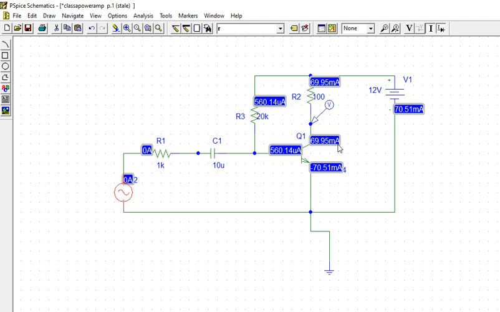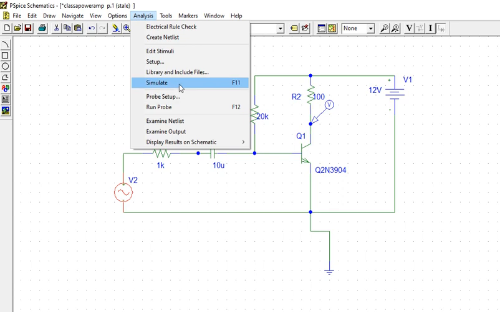P input DC, the DC power consumed by this circuit, is this 12 volts VCC into this 69.95 milliamps. This will give you P input DC power. You multiply 12 volts into 69.9 milliamps. This is the input power. How much of it is being converted into AC, we have to see.